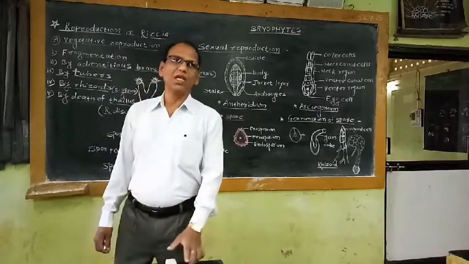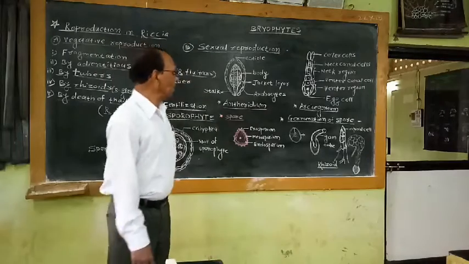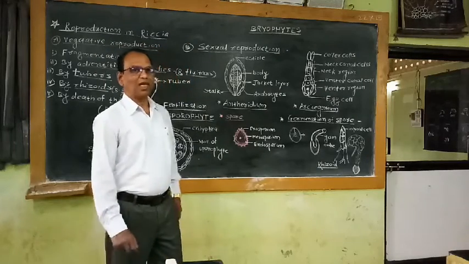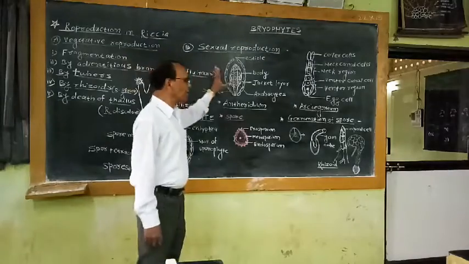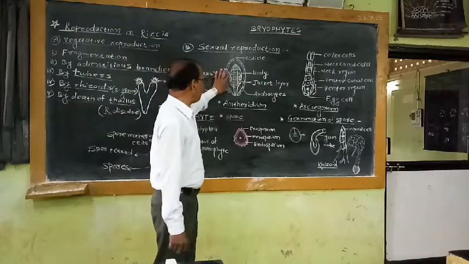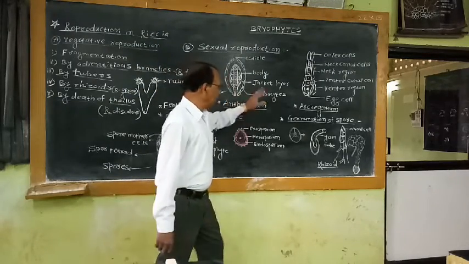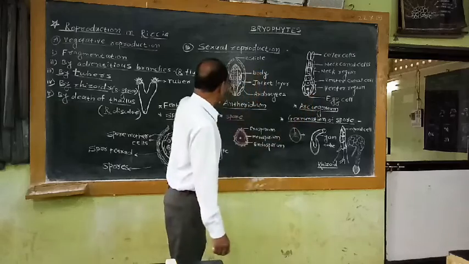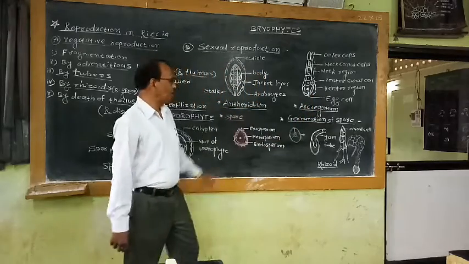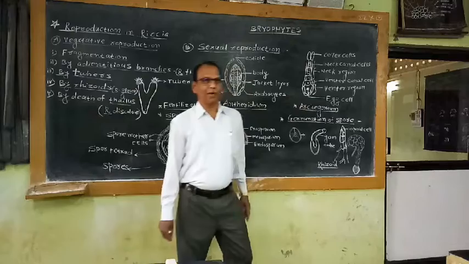So sexual reproduction in Riccia begins after the maturity of the thallus. When the thallus becomes mature, it starts to develop the reproductive structures in the form of antheridium and archegonium. Antheridium is the name of the male reproductive structure. Archegonium is the name of the female reproductive structure.